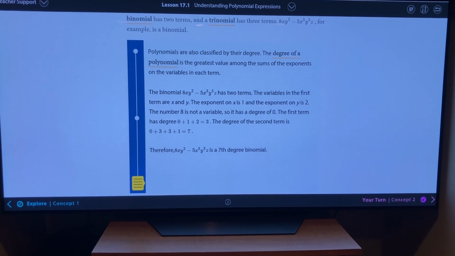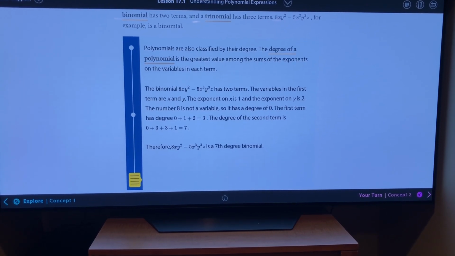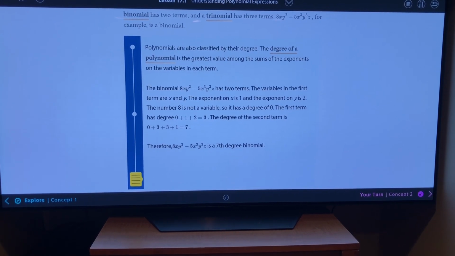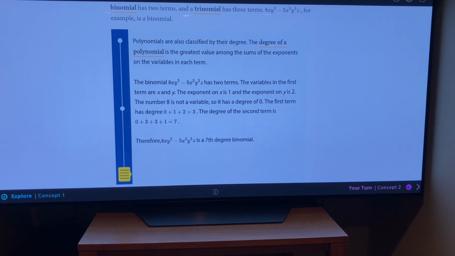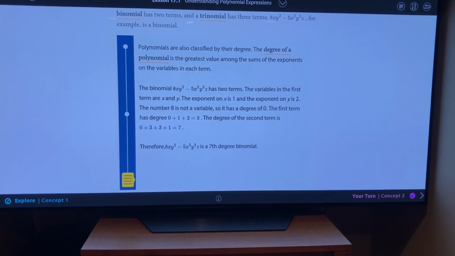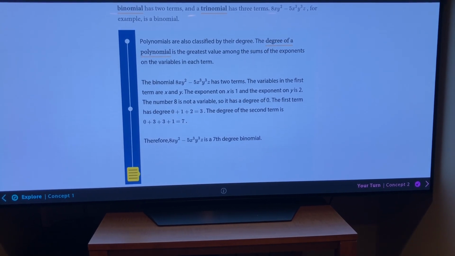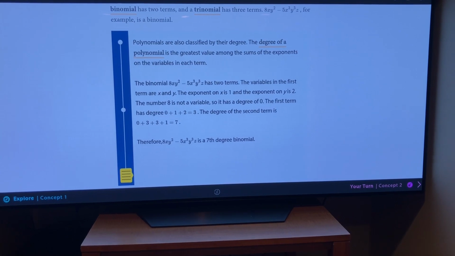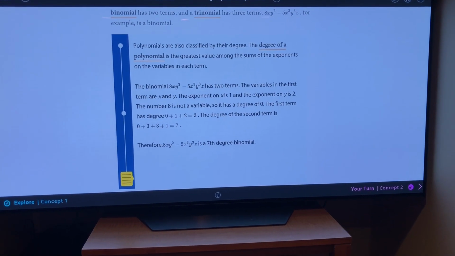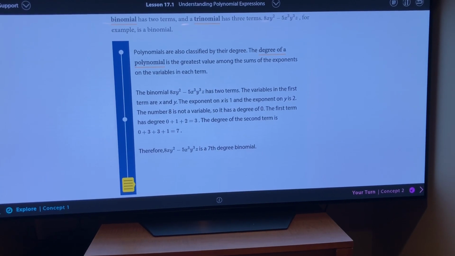The degree of the second term is 0 with the 5, 3 with the x, 3 with the y, and 1 with the z. When we add those numbers up, that would be 7. Therefore, 8xy squared minus 5x to the third y to the third z, wow, that's a lot, is a 7th degree binomial. It's the one with the higher degree in that binomial.